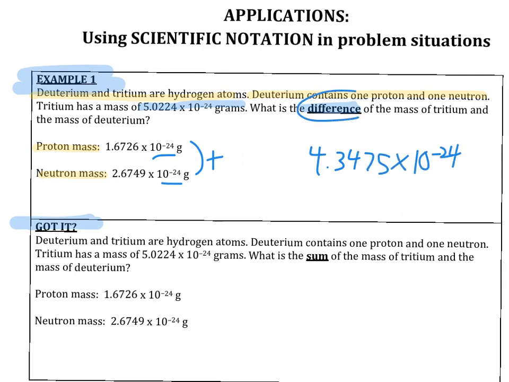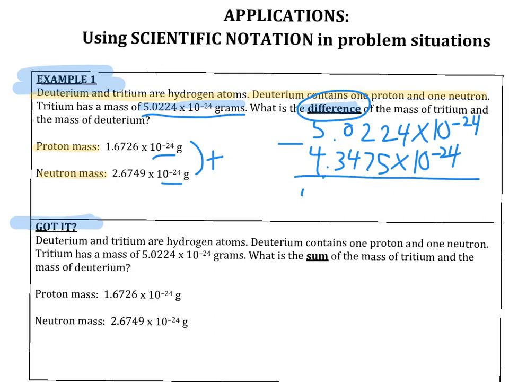And I want to find the difference between tritium, which is right here, and the deuterium, which I just wrote. The difference is subtraction. So I actually want to do tritium, which is this, minus this. So I'm going to write my new problem, which is 5.0224 times 10 to the -24th minus what I just found for deuterium. Now notice that again, these are the same. So I can combine these coefficients through subtraction. When I do that, I will get 0.6749 times 10 to the -24th power.